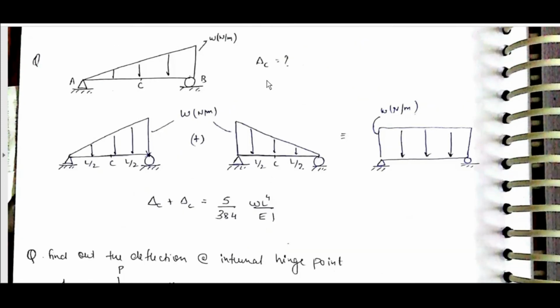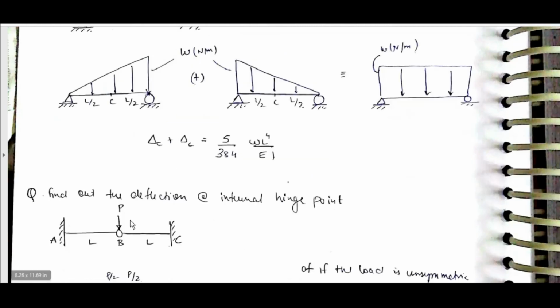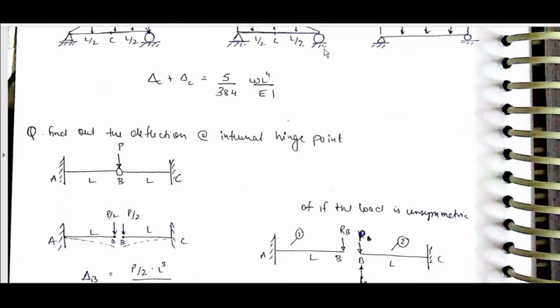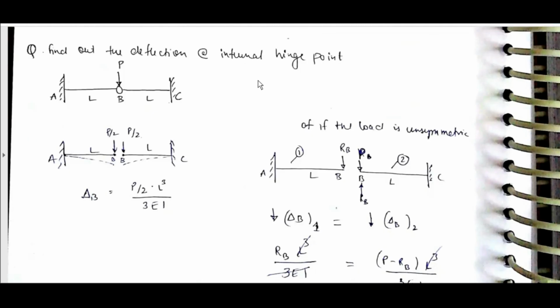This delta C is equal to question mark. This is a combination of these two, and delta C plus delta C is equal to 5 by 384 WL power 4 by EI. We know for this case these two delta C plus delta C are similar. We will get both delta C the same, so half of this, 5 WL power 4 by 384EI. Find out deflection at hinge. P is applied, then subtract these two, P by 2 due to symmetry. Delta B is equal to P by 2 L cube by 3EI.